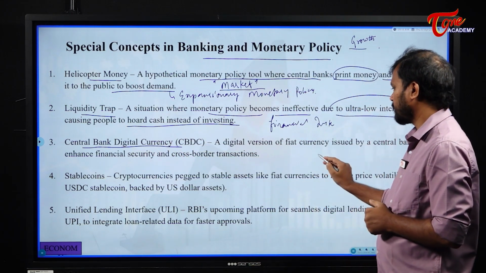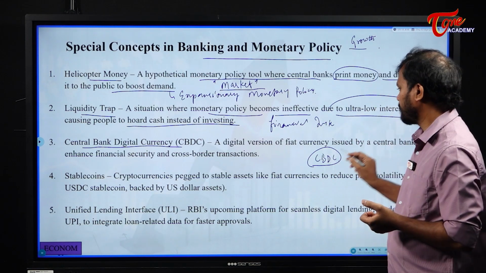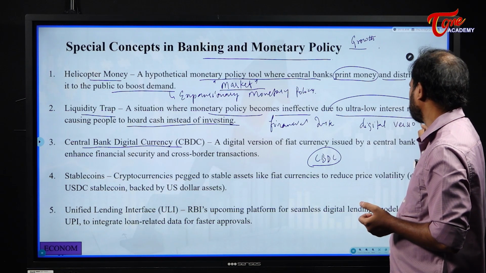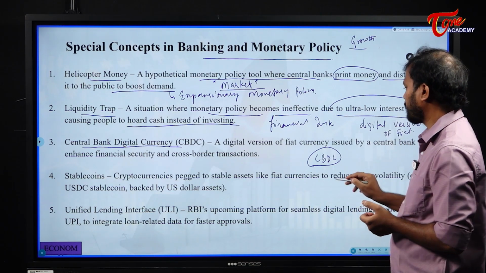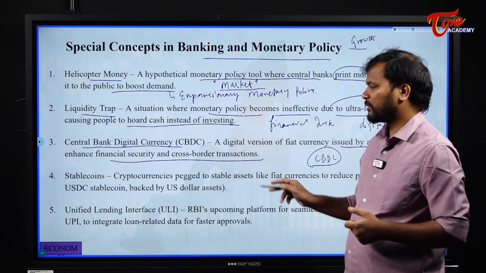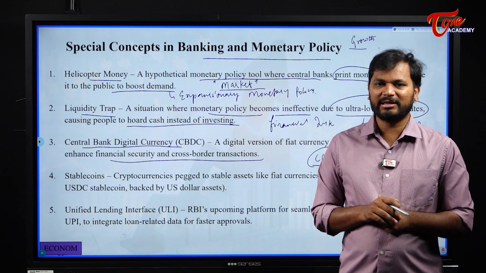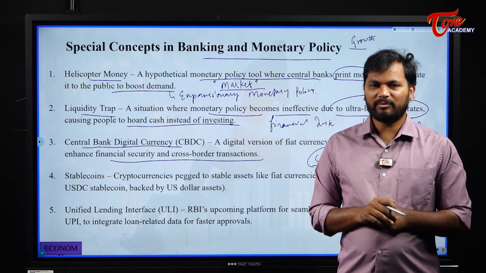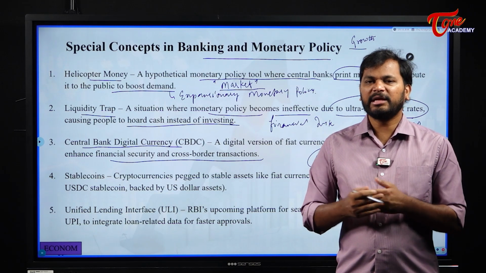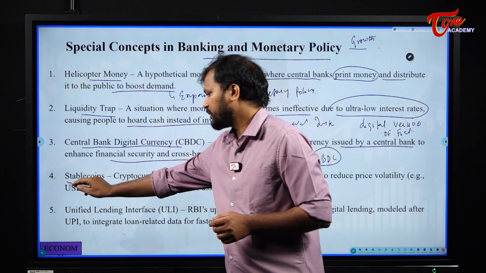Next, central bank digital currency. Now, it is a digital version of the fiat currency that is issued by the central bank to enhance financial security and cross-border transactions. It means that the money is held in digital form, not in physical form. As a consequence, you can carry out transactions anywhere by using digital platforms. Clear?